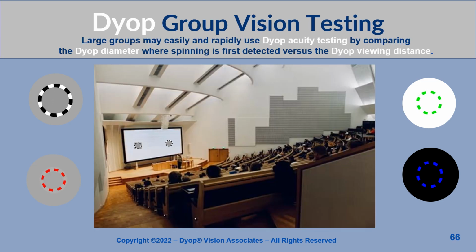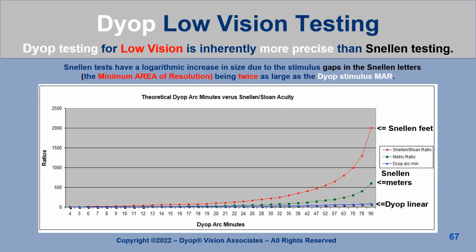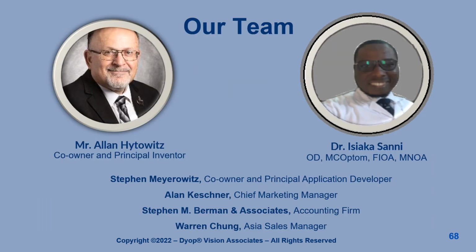Large groups may easily and rapidly use Dyop acuity testing by comparing the Dyop diameter where spinning is first detected versus the Dyop viewing distance. Dyop testing for low vision is inherently more precise than Snellen testing because the Dyop test doesn't have the bloated logarithmic curve of a Snellen test. Our goal is for the Dyop test to become the 21st century standard for global vision testing.